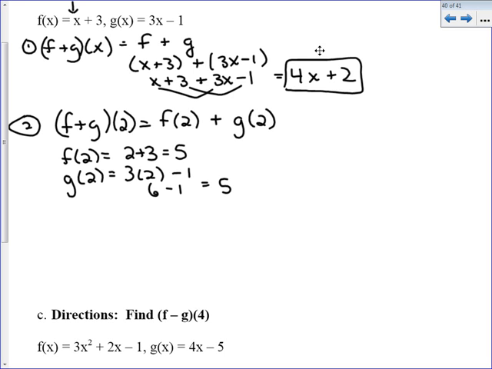And then what did the original problem want me to do with these two values? Add them together. So to get my answer, I just take f of 2, which was 5, add to g of 2, which happens to be 5. They're not always the same. And the answer to this problem is just the number 10.